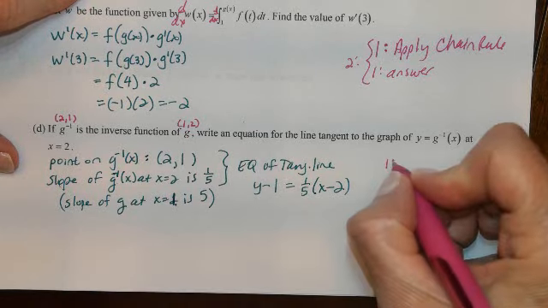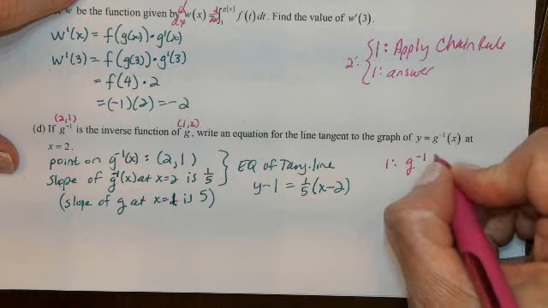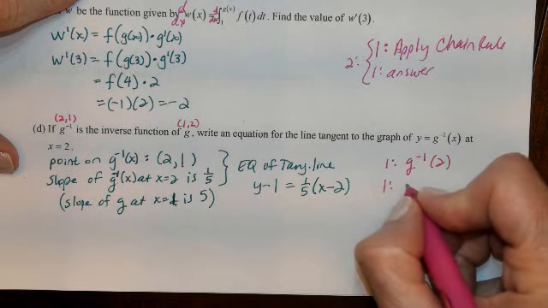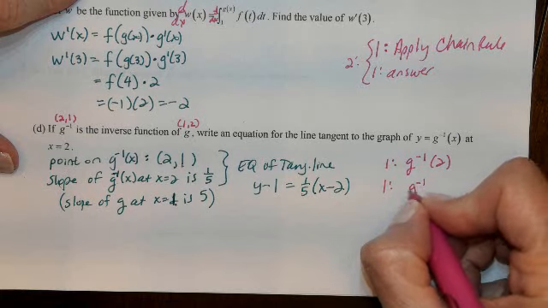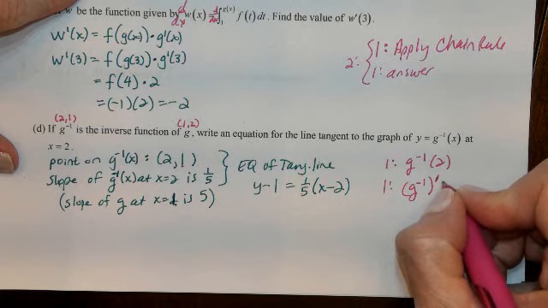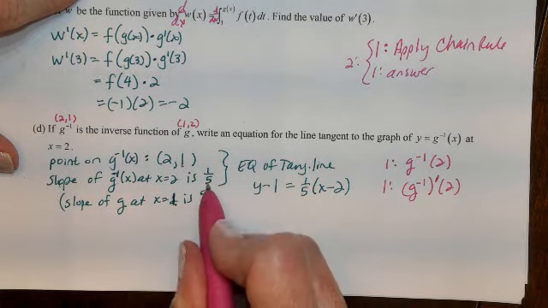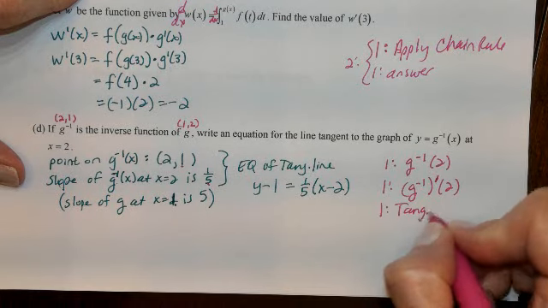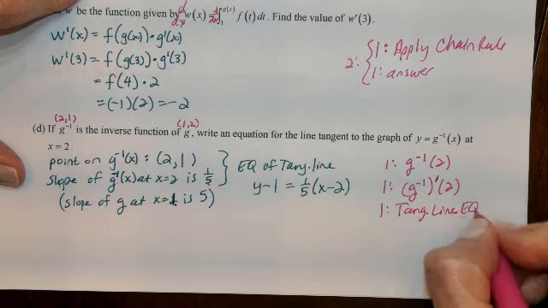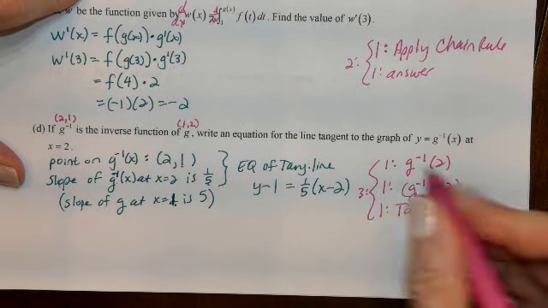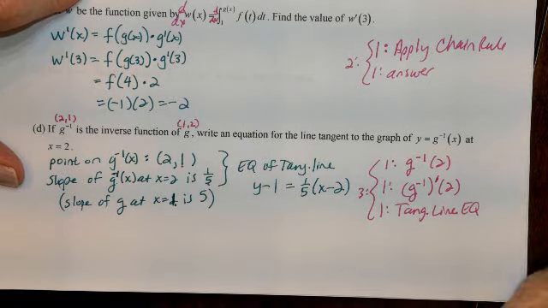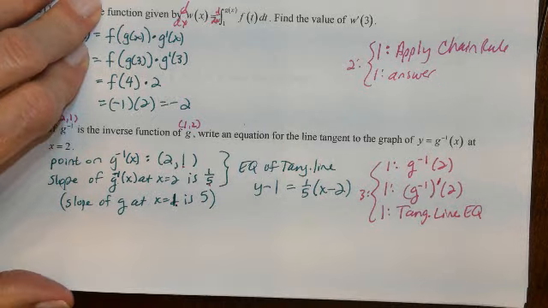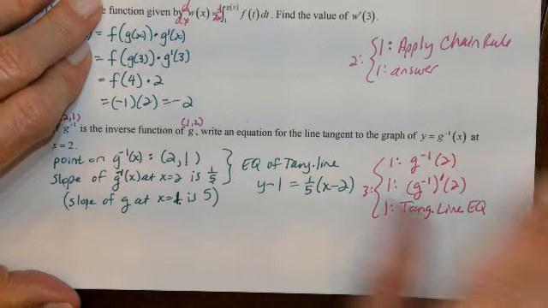This was worth 3 points. 1 point for G inverse at 2, just the point. 1 point for the derivative of G inverse at 2, the 1/5, and then 1 point for the tangent line equation. So I'm interested to see if you guys could figure that out. It's been a long time since we did that. So I'm wondering how far you got down that road.